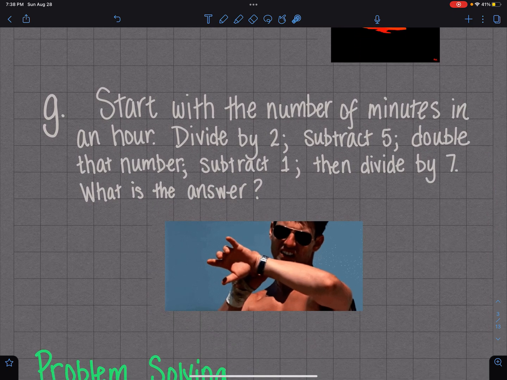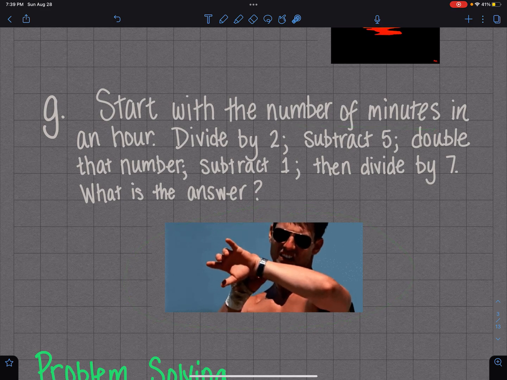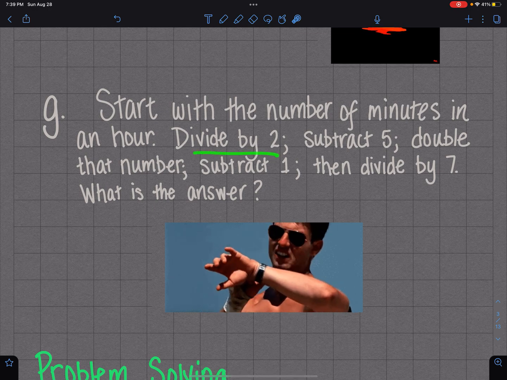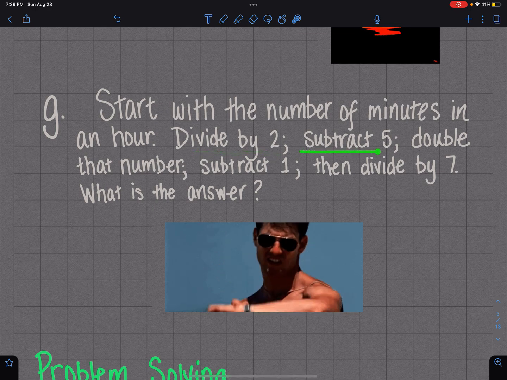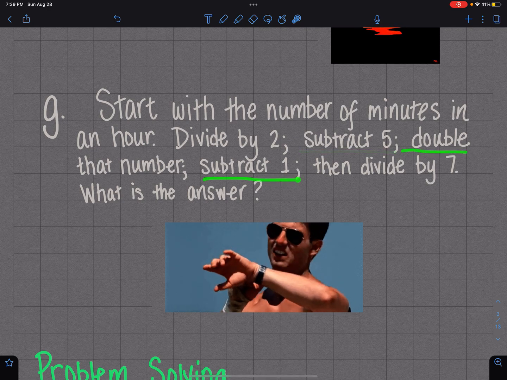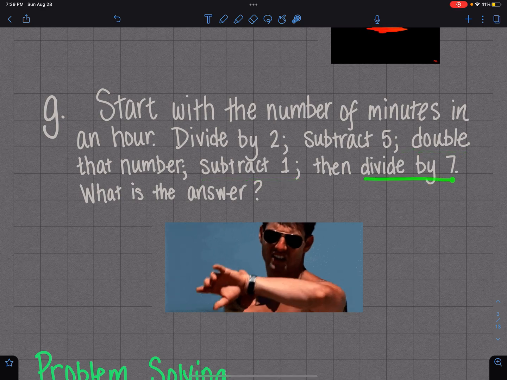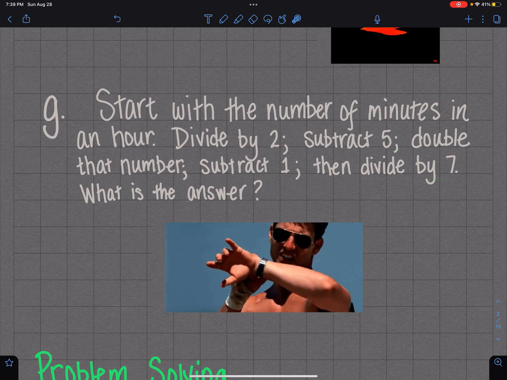We are going to start with the number of minutes. That's why I put this Maverick here checking his watch. Start with the number of minutes in an hour. Now divide by 2. Subtract 5. Double that number. Subtract 1. Divide by 7. Okay, write down your answer.